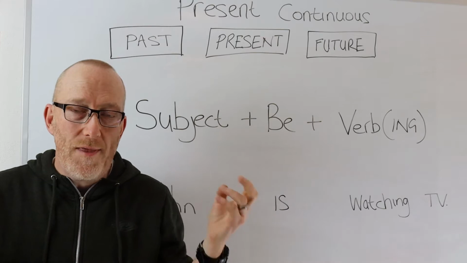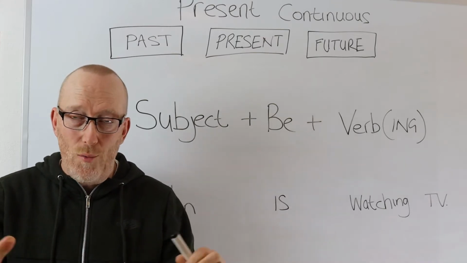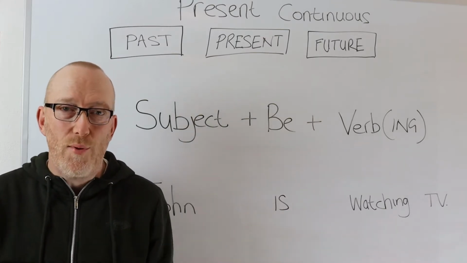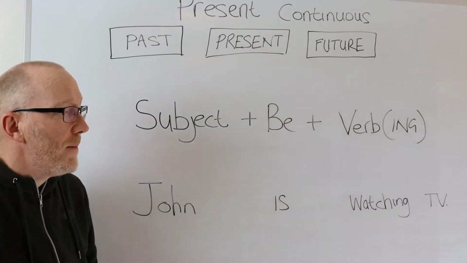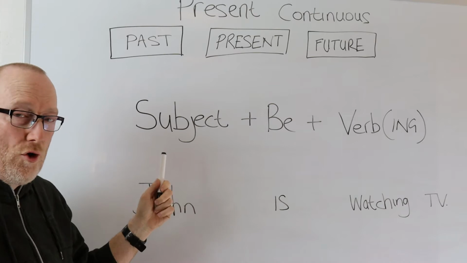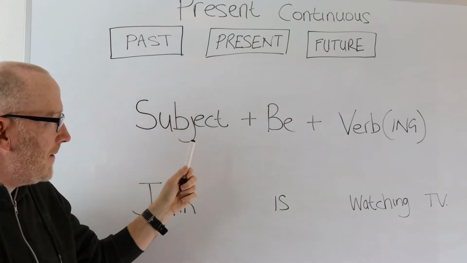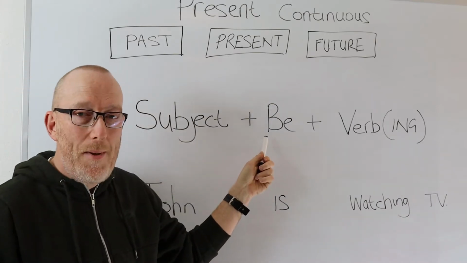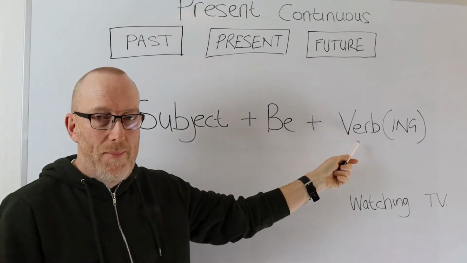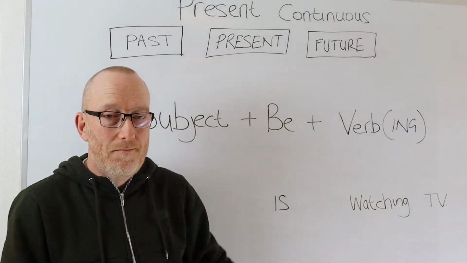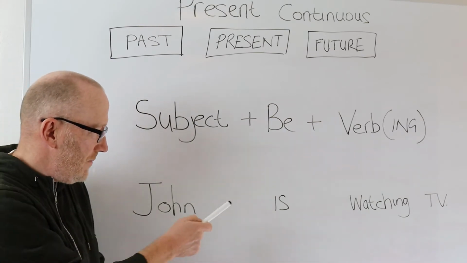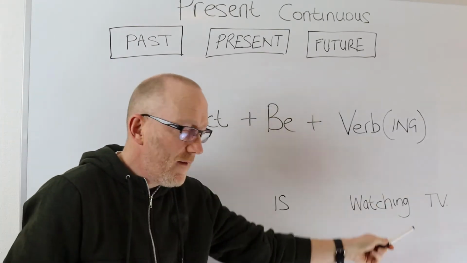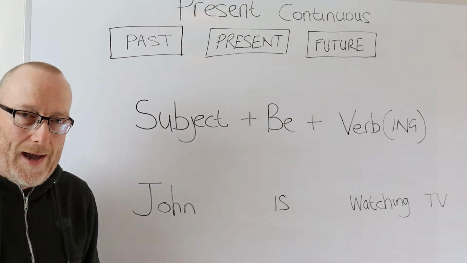Let's start off with the basics just to make sure that we're all understanding what the present continuous is and how we create it. So, the present continuous, the form is subject plus the auxiliary verb be plus your main verb in its ing form. Here's a very, very simple example. John is watching TV. Okay?